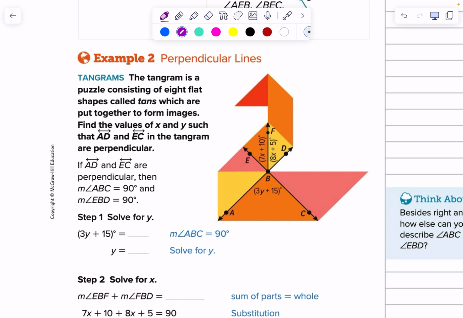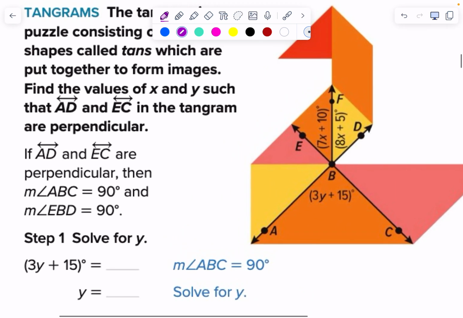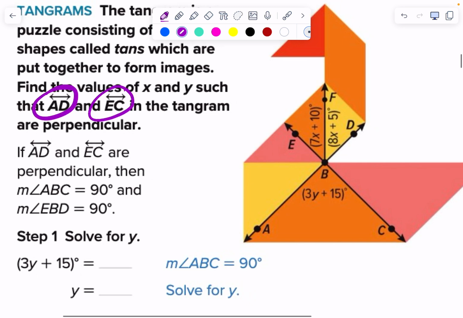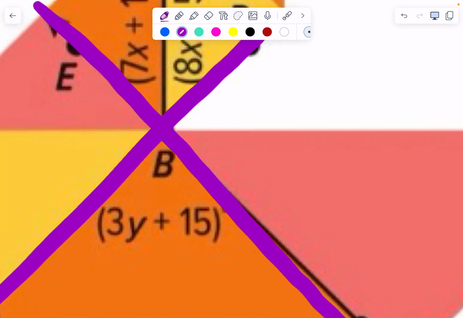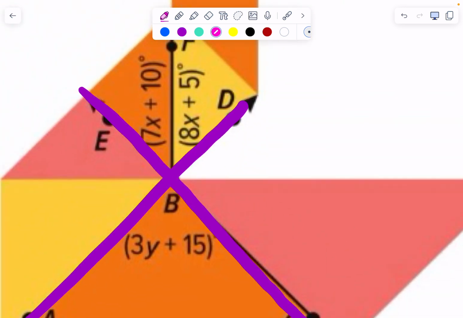Find the values of x and y such that, here's the important part, AD and EC are perpendicular. Let's find where AD is. AD is this guy right here. And EC is here. And those two lines are perpendicular. Got it. So that means that this is 90, and this is 90, and this is 90, and this is 90. All right. When they do B, what shall we do first? We can assume B is 90.